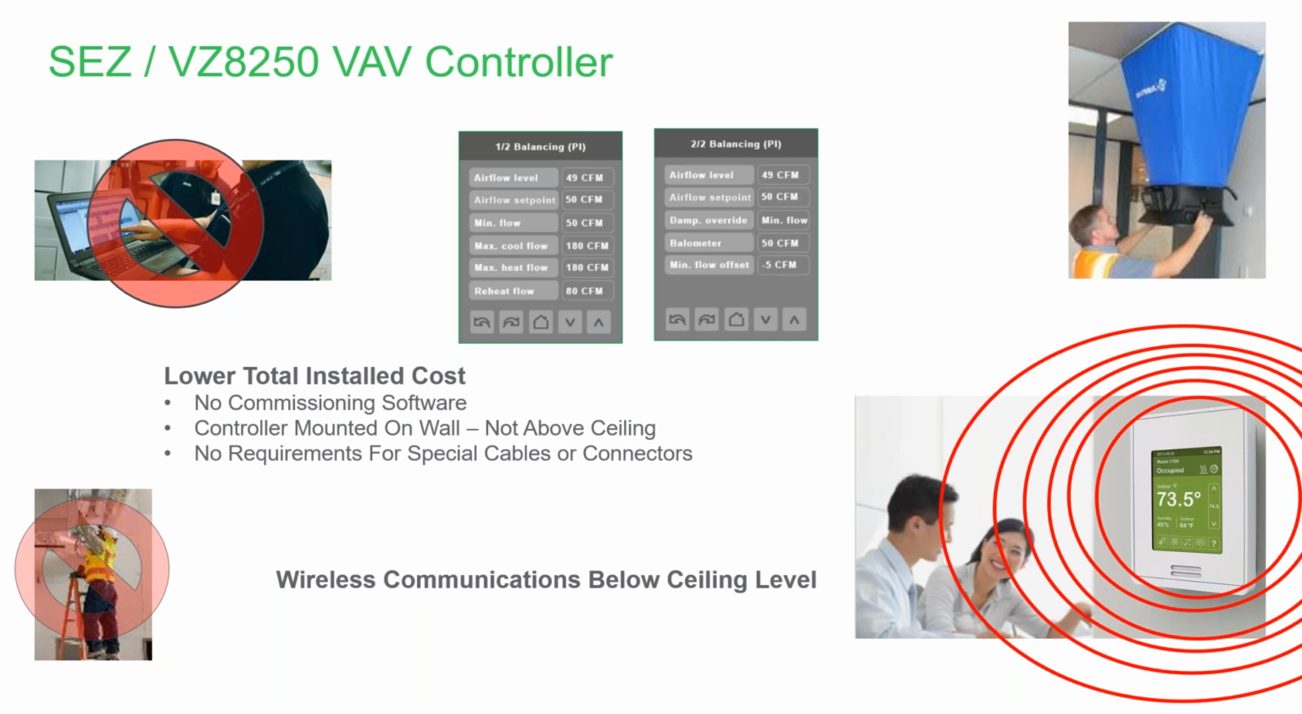We also have a fan coil version, which is an 8350, and that is a 2-pipe and 4-pipe application for fan coil. And again, it's all the same hardware platform, just different firmware in it that tells it to do fan coil, RTU, or VAV. Hopefully that answered that question.